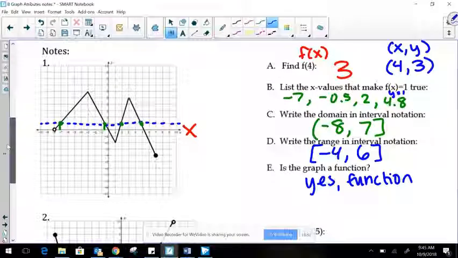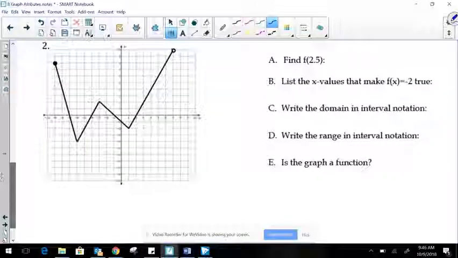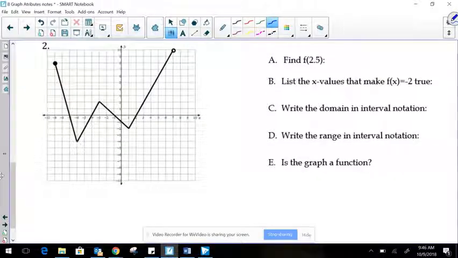Okay, we're gonna do number 2, one more down here. All right, so it says find f of 2.5. So again, this 2.5, that's the x value in my function notation. So I'm looking at my graph here. 2.5 is right in between. So I'm going to go up until I hit the line, and that hits right here. All right, and then the y value of this blue dot is 1.